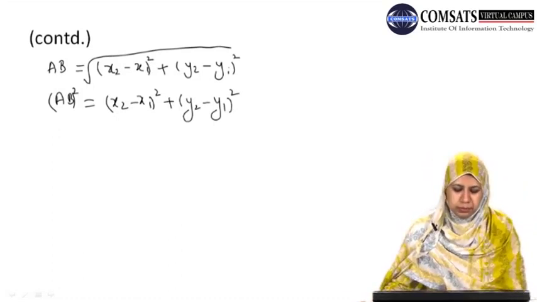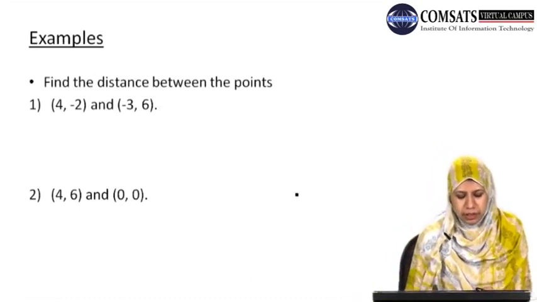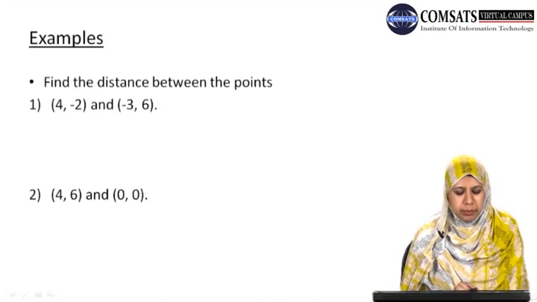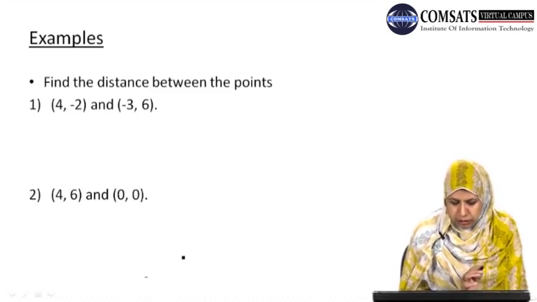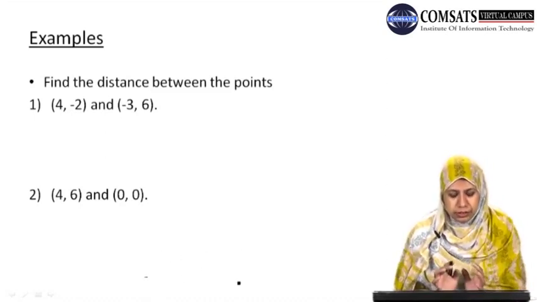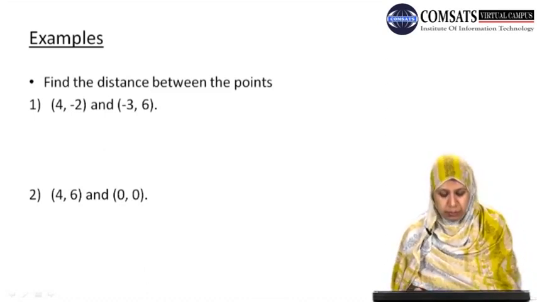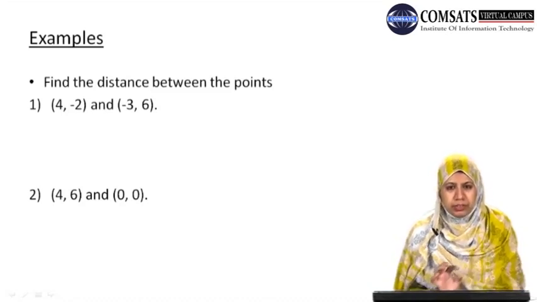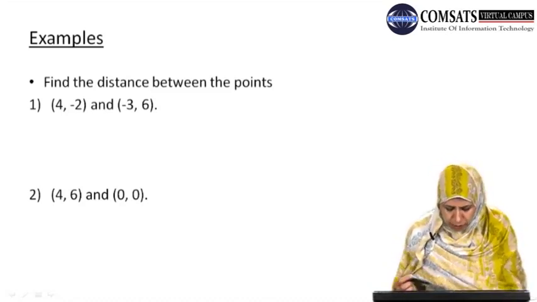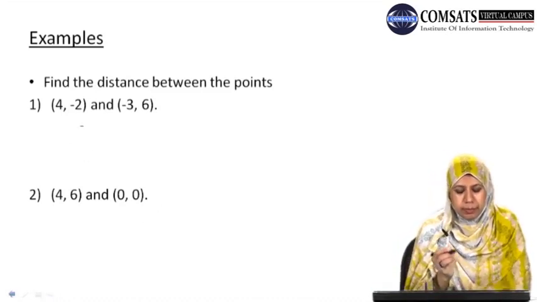Okay, let's have a look at some examples. We are given 2 points A and B, where A is (4, -2) and B is (-3, 6). There's no need to plot these points on a Cartesian plane. If you want to understand it more clearly, then plot them. Otherwise we can put these values in the formula and we will get the length of the line segment joining the points A and B.